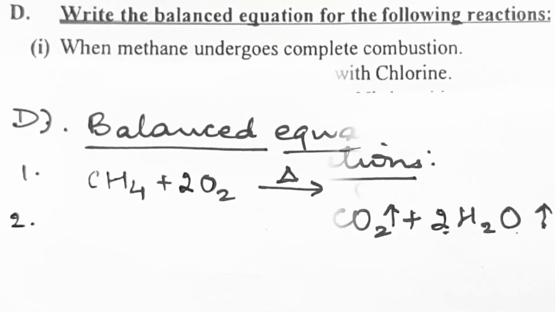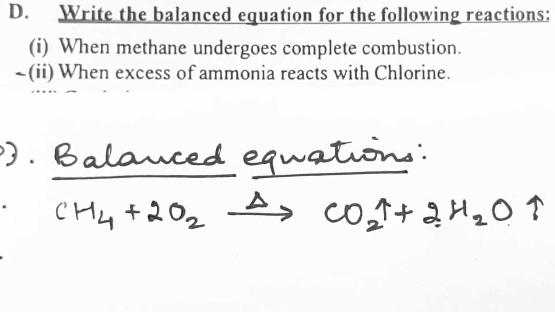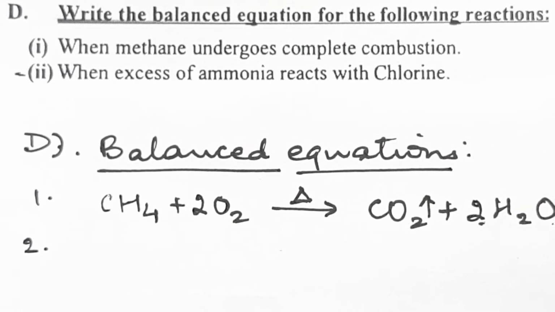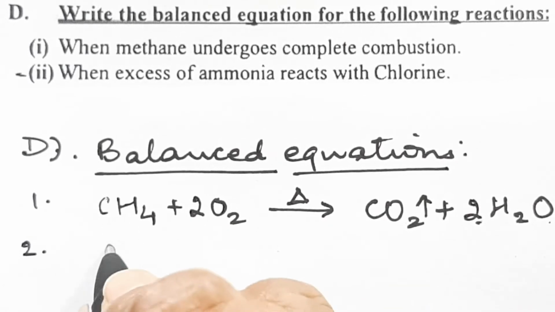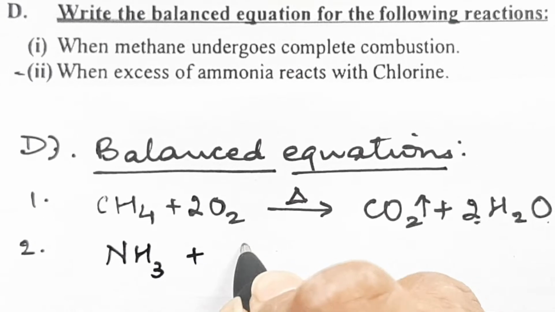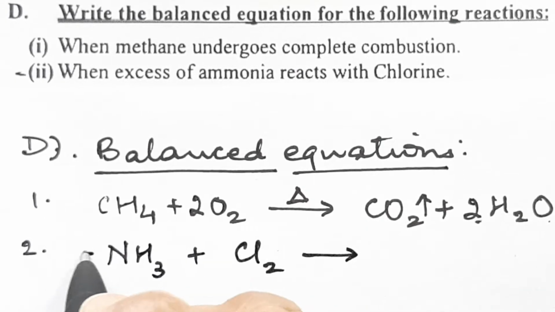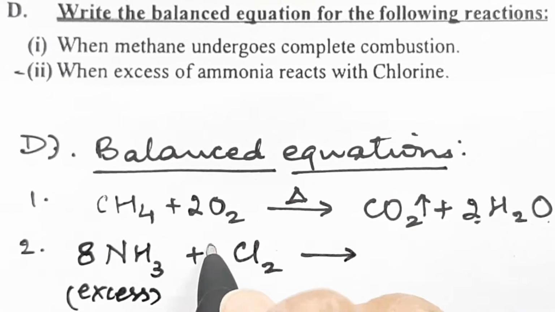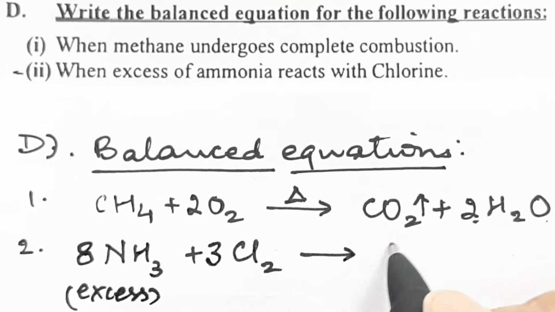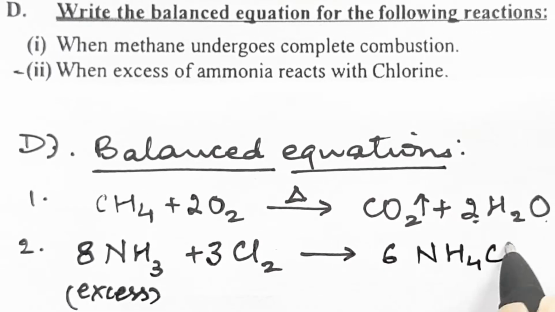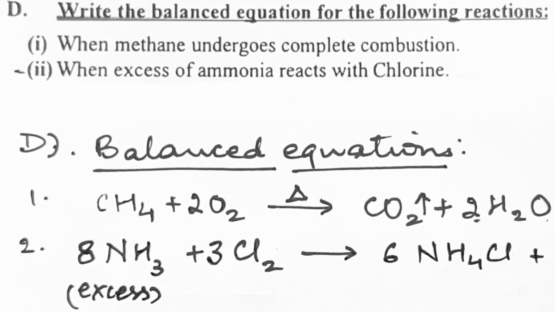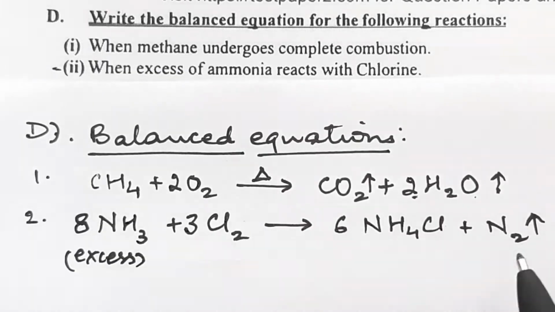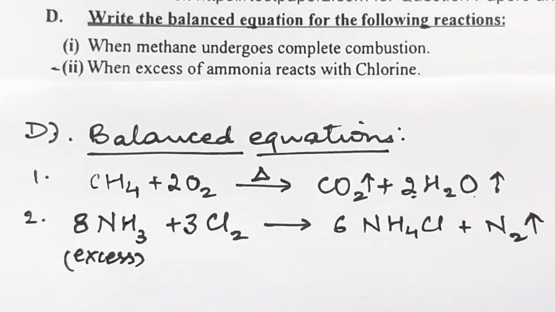The second one, when excess of ammonia reacts with chlorine. Now, excess of ammonia reacting with chlorine, you need to know this reaction by heart. So we will have ammonia plus chlorine. Excess of ammonia uses 8 molecules of ammonia with 3 chlorine molecules, and that will give us 6 NH4Cl plus N2 up arrow. These are some of the reactions which you have to know by heart. So this is how the whole reaction looks. We have to know this reaction by heart.